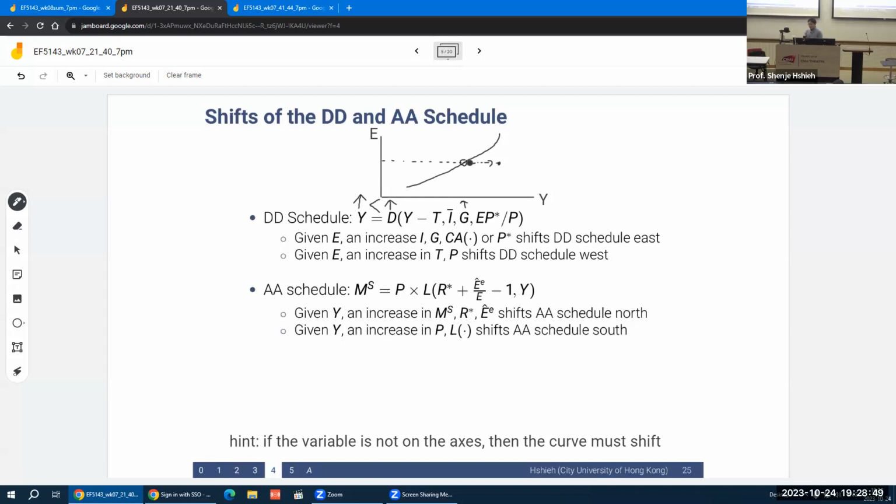The choice of E here is arbitrary. So I could choose any E, right? I can choose any E. As long as G increases, Y has to shift to the right, right? Because it's getting larger. So in fact, the entire DD schedule therefore has to shift to the right. Right, so that's the logic, right? That's the mathematical logic. It has to be true.